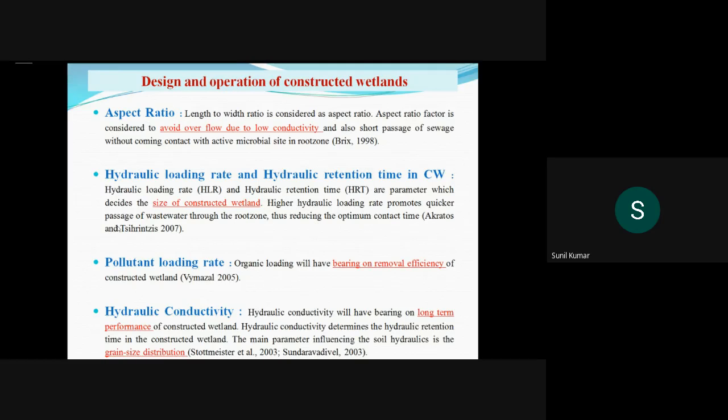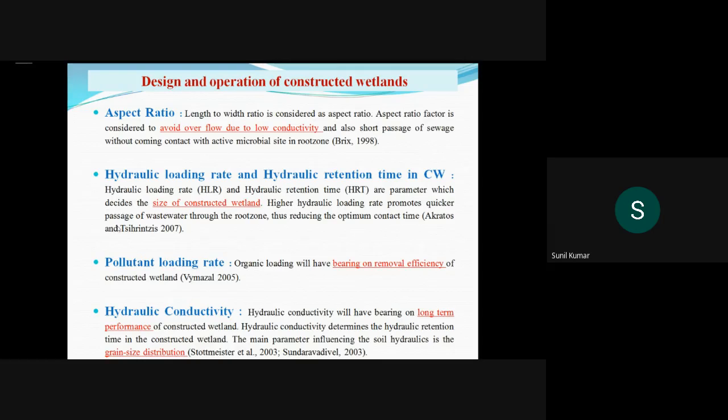Next one is the hydraulic loading rate and hydraulic retention time. See, hydraulic loading rate determines what area should be considered, and hydraulic retention time. The higher the hydraulic retention time, the higher the removal of organic matter, which is as usual in other wastewater treatment plants also. Next one is the pollutant loading rate. Pollutant loading rate determines the outflow characteristic. So there are certain calculations also given. Up to 130 to 200 kg per square meter per year is the loading rate to be considered for designing the constructed wetland.